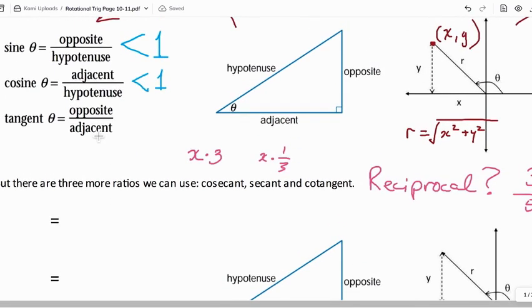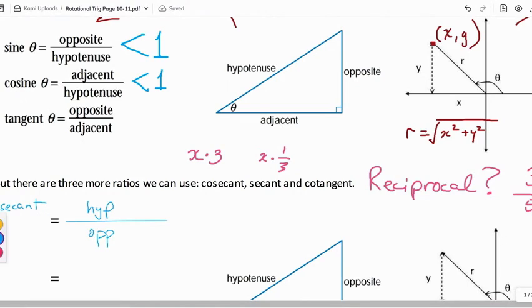So if I look at these formulas and sine is opposite over hypotenuse, what is going to be the reciprocal of opposite over hypotenuse? That's right. I'll just use the short form, hyp over op. Now, the reciprocal ratio of sine has a name. It's called cosecant.